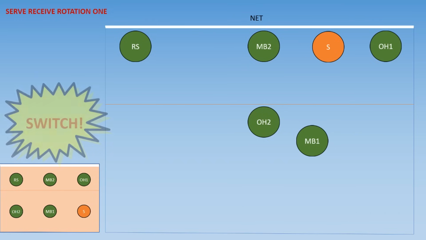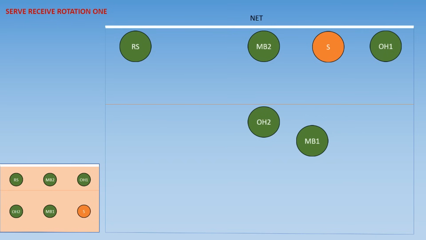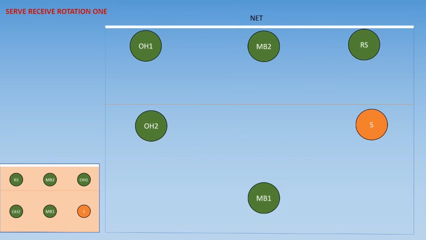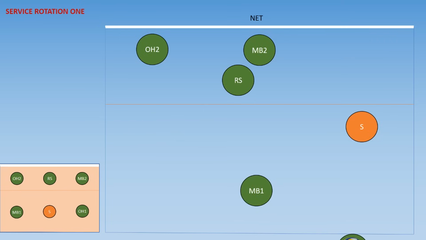We are going to switch to our base positions. So let's get everyone to switch, and it's all going to happen as one fluid motion once you've gotten this rotation down. And now everybody's in base position. Now we're in service rotation 1. We won the point, and it's now our turn to serve. Ball's going to be served, and these two players are going to switch their base positions.